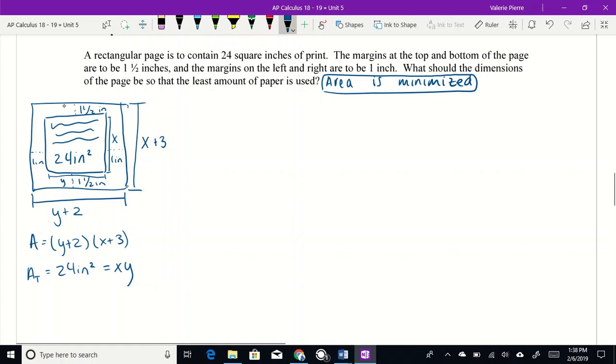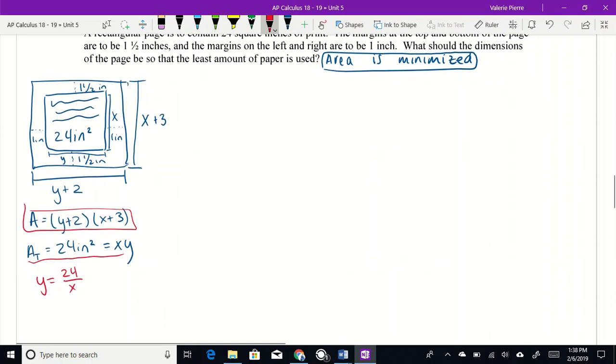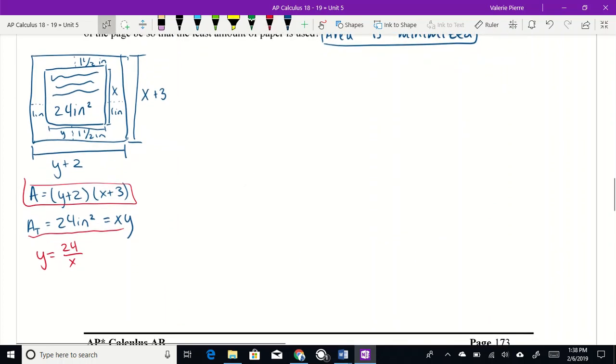So since I have two equations, I want my primary equation to be written in terms of one variable. So I'm going to solve my secondary equation so that it's solved for y. So y is going to be equal to 24 over x. So now I can rewrite my primary equation as A equals 24 over x plus 2 times x plus 3.